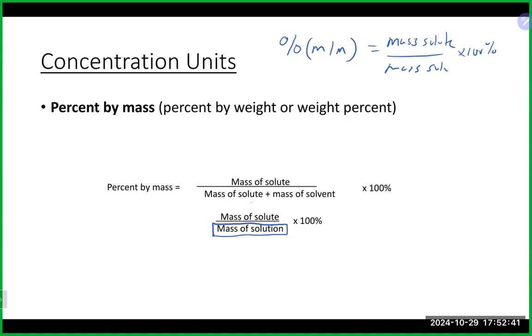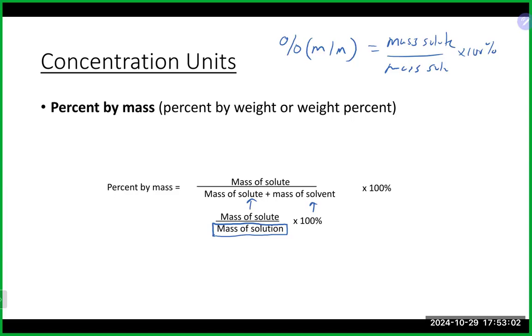Remember that a solution is made up of two things, the solute and the solvent. So you want to make sure in these type of problems that you actually do get the total mass of the solution and not just the solvent. And that's because very commonly in these type of problems, they will give you that information separate from each other.